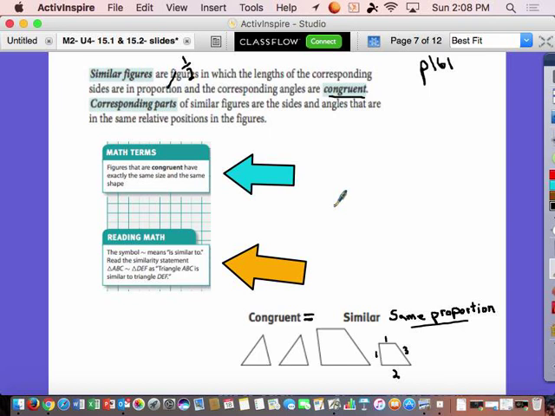Corresponding parts of similar figures and sides of angles that are the same relative positions of the figures. That sounds confusing, doesn't it? Congruent just means it's equal. Congruent means equal. You're going to see this little symbol right here, and that means it's similar to.